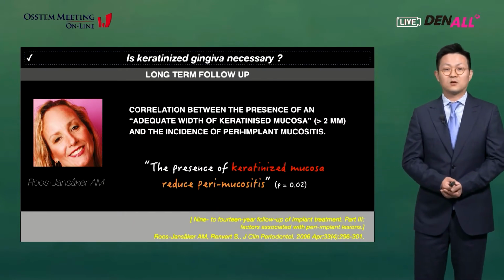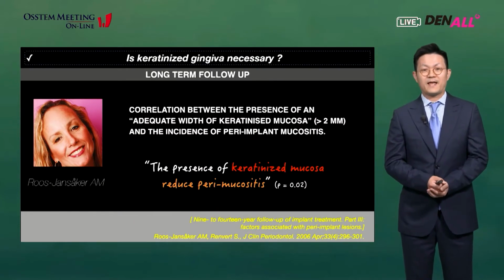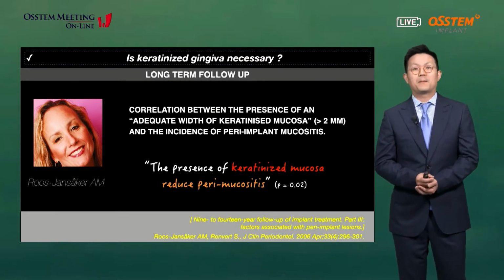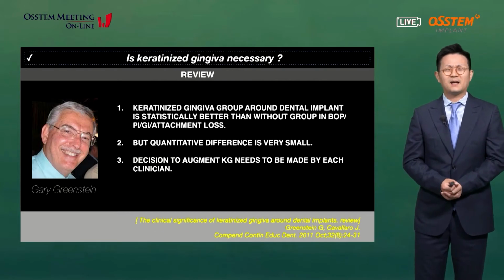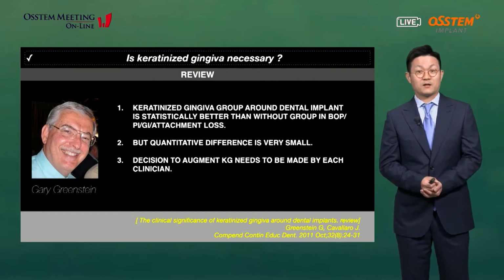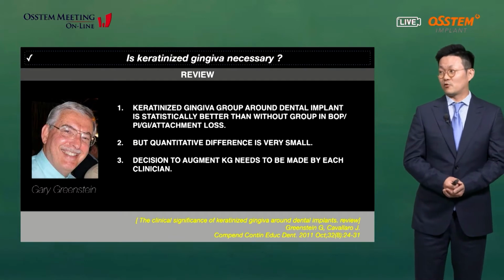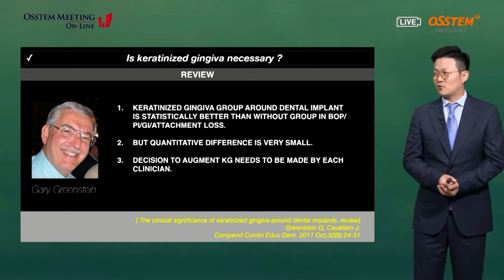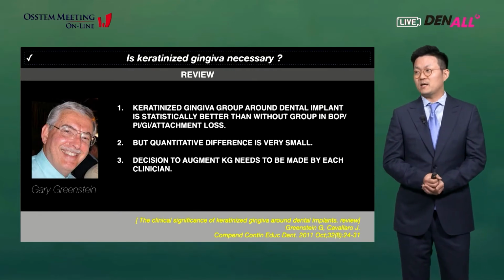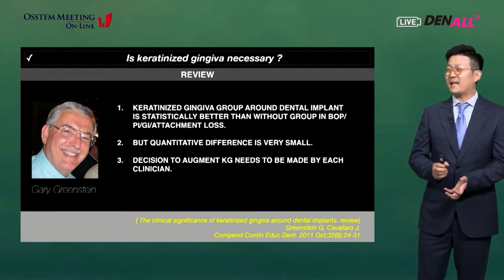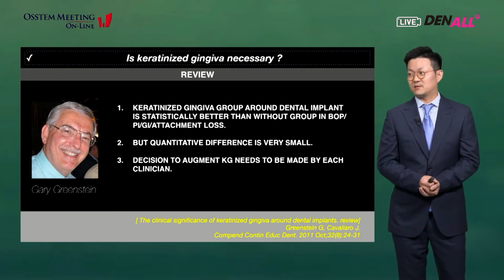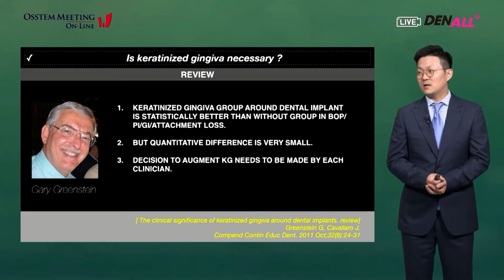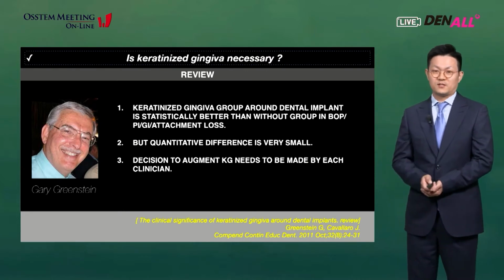Dr. Lucy Yanserker's long-term follow-up revealed that more than 2 mm of keratinized mucosa reduces peri-mucositis. And Dr. Greenstein claimed in another review article that the keratinized gingiva group around the implant is statistically better than the group without, in BOP, PI, GI, and attachment loss. But there's not enough quantitative difference. So the decision to augment the keratinized gingiva is up to each clinician.